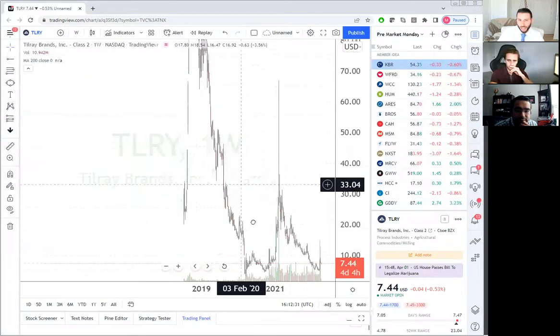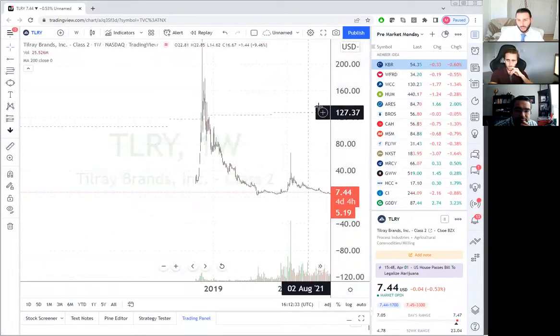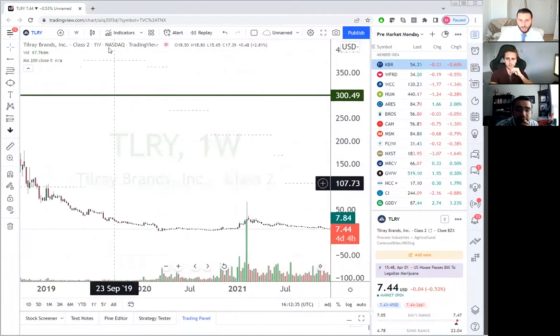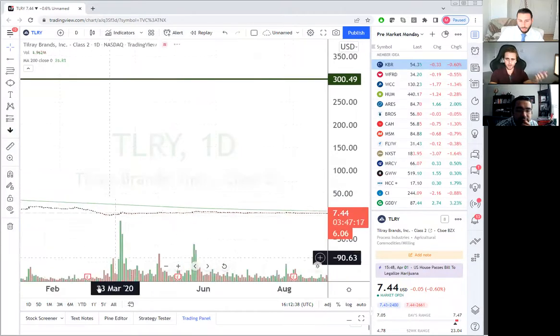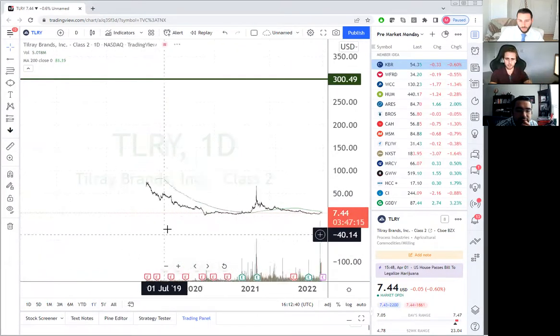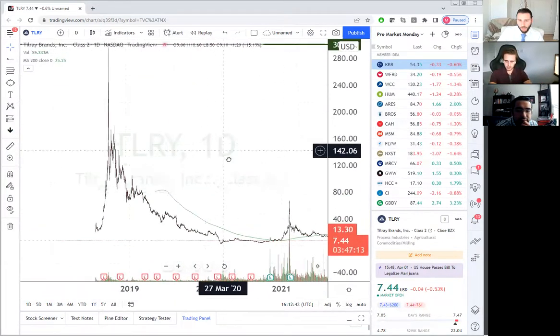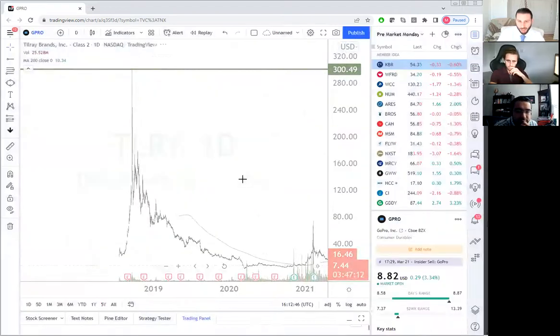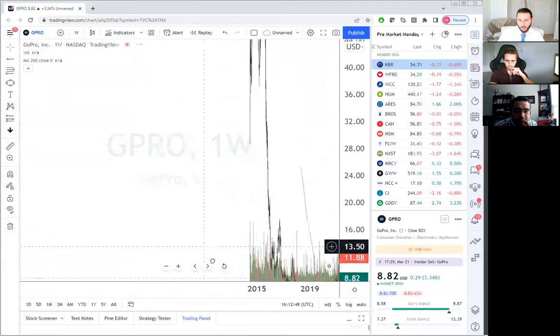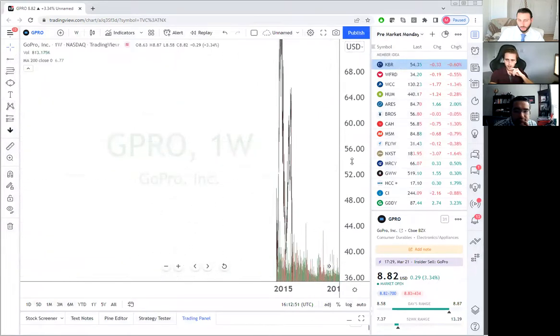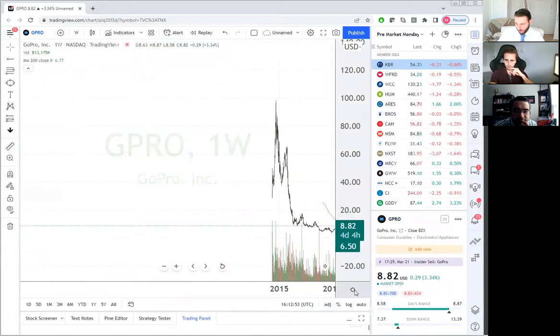You're looking at weekly, so it could take a few weeks, even a few months to really explode. Even GoPro is another one that had maybe 6 months. I know these charts are all over the place. Hold on. If you click auto on the bottom right, you'll have it sized properly.